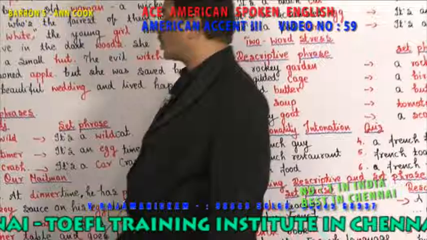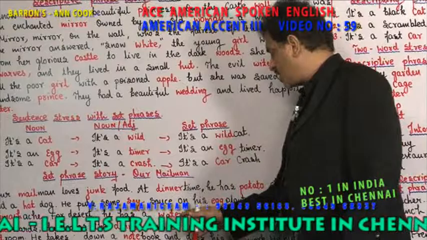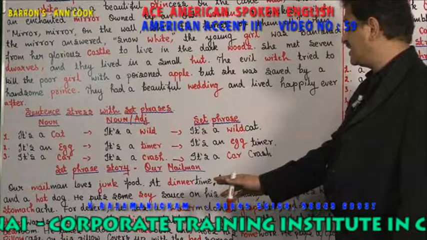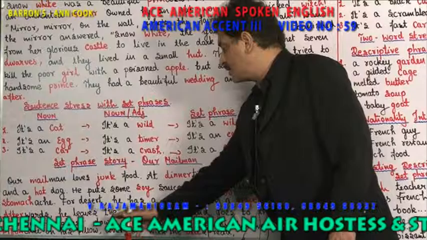So our mailman loves junk food. At dinner time, he has potato chips and a hot dog. He puts some soy sauce on his eggplant, but it gives him a stomachache. For dessert, he has a watermelon, a grapefruit, and some ice cream. Afterwards, he leaves the dinner table and goes to the bookshelf in his bedroom. He takes down a notebook and does his homework. He puts a clean pillowcase on his pillow, covers up with the bedspread.